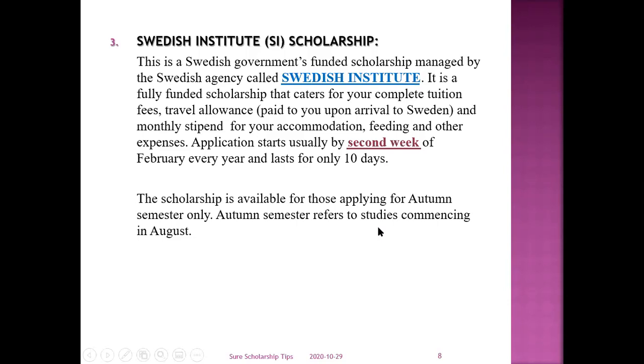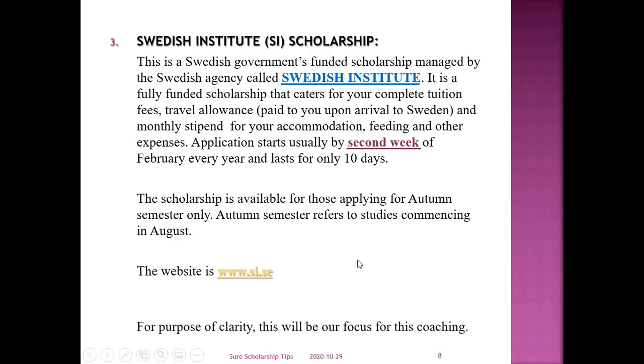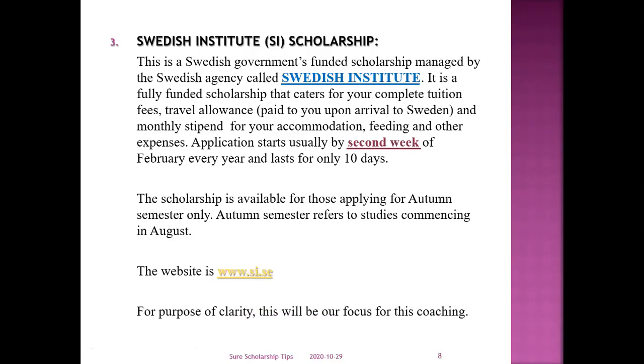So if you apply for spring admission, the scholarship is not for you. It is only for autumn semester. So, the website for applying for this scholarship is www.si.se. For purpose of clarity, this will be our focus for this coaching. So we shall be talking about Swedish Institute scholarship and not any other scholarship. So that is it for now.